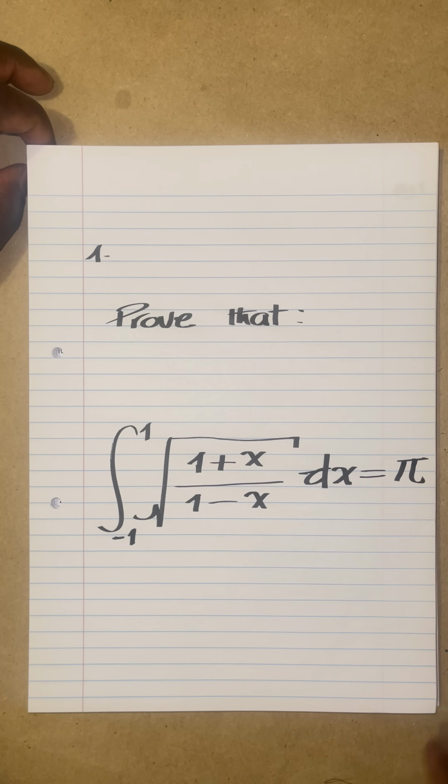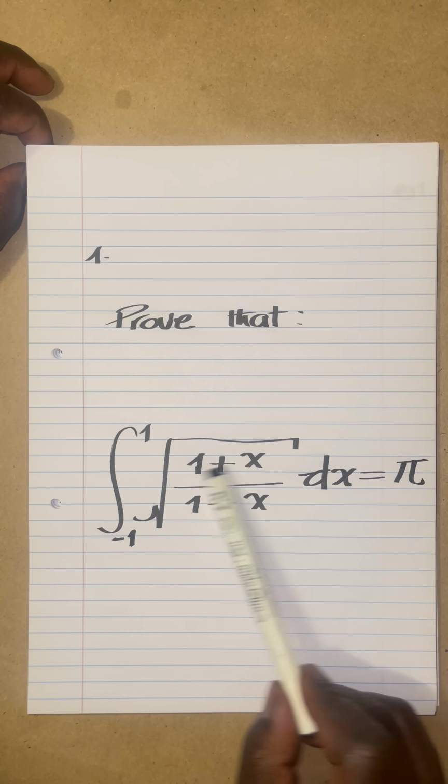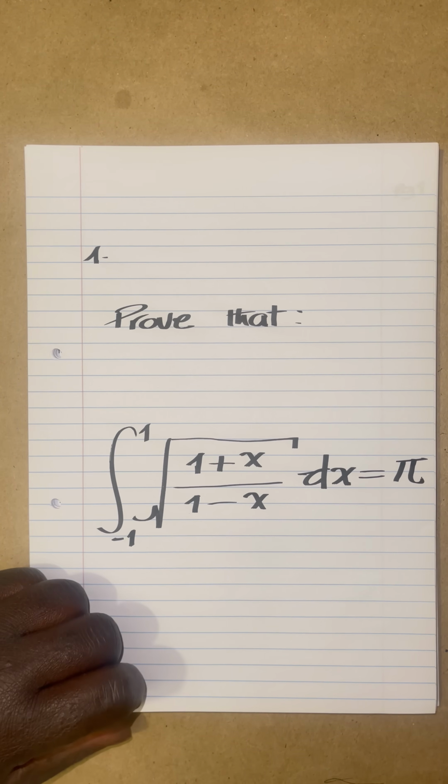I have two integrals in this one. The first one is this one. We're required to prove that the integral from -1 up to 1 of the square root of (1 plus x) all over (1 minus x) dx is equal to pi. How do we approach this? Well, here is how we approach it.